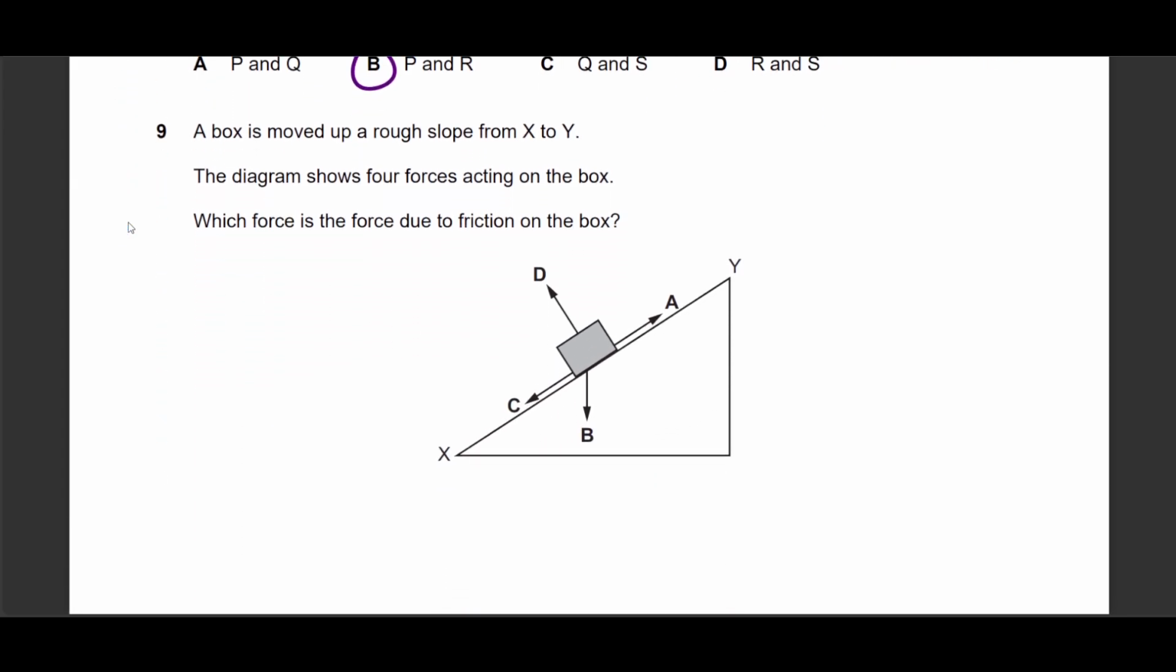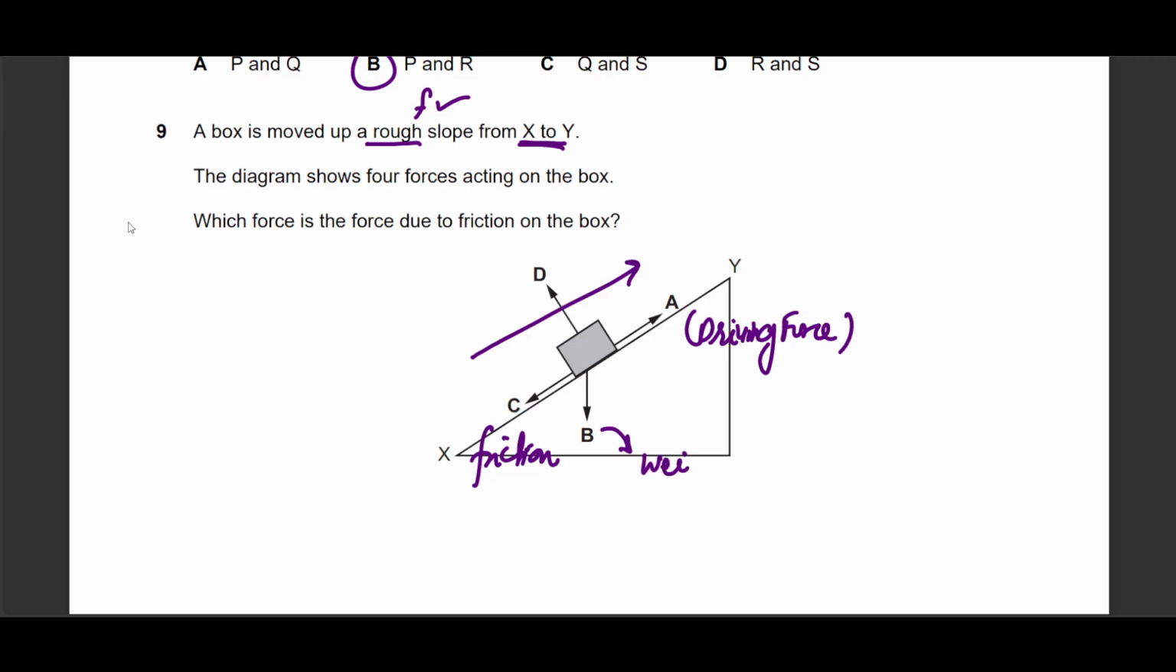Question number 9 again is a repeated question from past papers. He says that the box is a rough box, which means that the friction will exist from X to Y. And since it says it is from X to Y, that means the box is moving in this direction. So A would become the driving force, and C would become the friction force.